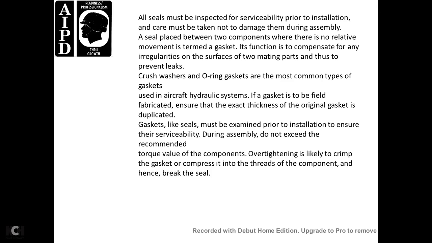Whether a seal or gasket is used is determined by whether there is relative movement between the two components. The gasket is functional to compensate for any irregularity of the surface of the two mating parts, thus preventing leaks. Crush washers and O-ring gaskets are the most common types of gaskets used in the aircraft hydraulic system. If the gasket is to be field fabricated, ensure the exact thickness of the original gasket is duplicated.